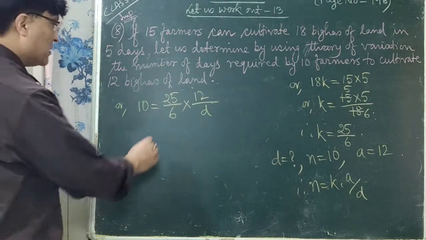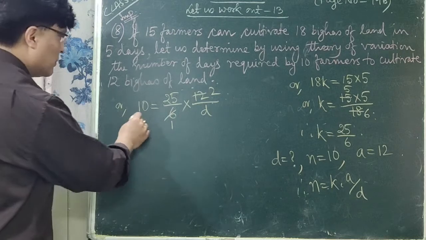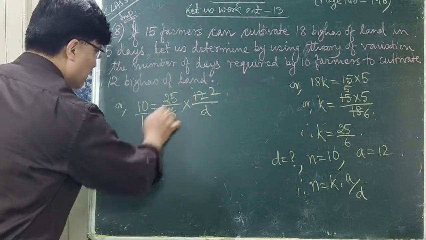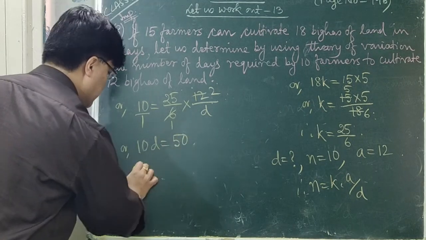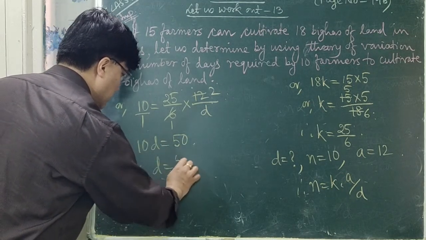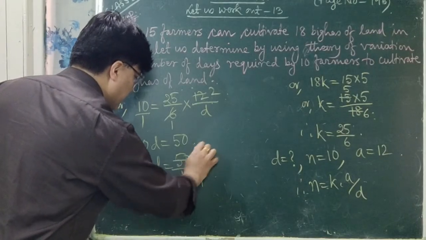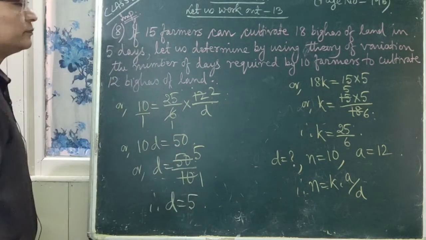So let us simplify it. 6 1s are 6, 6 2s are 12. Let us do cross multiplication. Below 10 there is 1. Now cross multiply, it is 10D, 25 2s are 50, or D is equal to 50 by 10. That is 10 1s are 10, 10 5s are 50. So D is equal to 5.